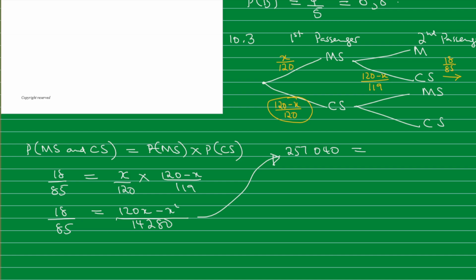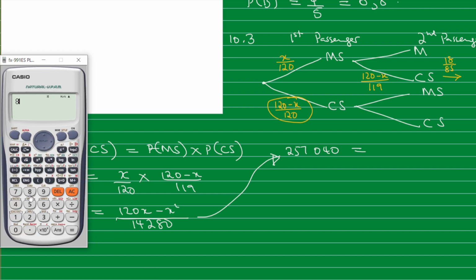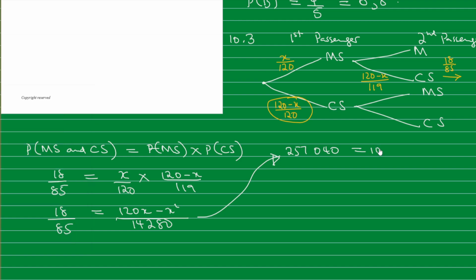Let's simplify again. 85 multiplied by 120, we get 10,200. 10,200 minus 85 by that one minus 85x squared. Okay, so this is our quadratic equation. Let's bring it down to simplify it. So we have got the 85x squared. I will bring everything to the right.